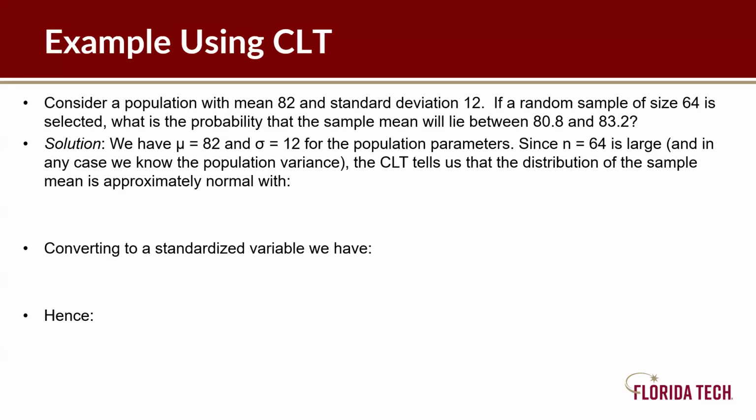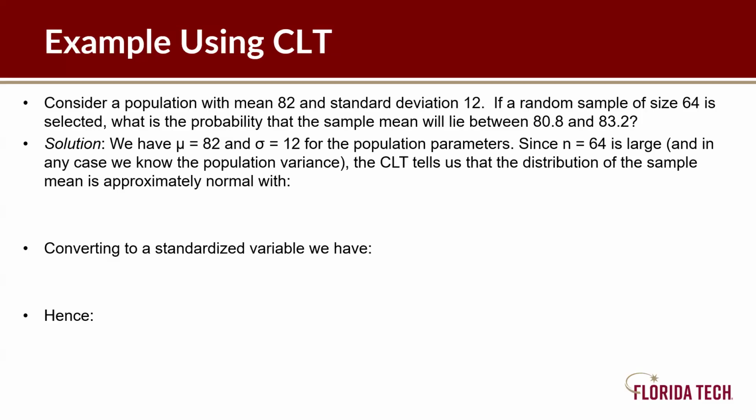All right, let's do an example using the central limit theorem. We have a population with a mean of 82 and a standard deviation of 12. A random sample of size 64 is selected. What's the probability the sample mean will lie between 80.8 and 83.2?